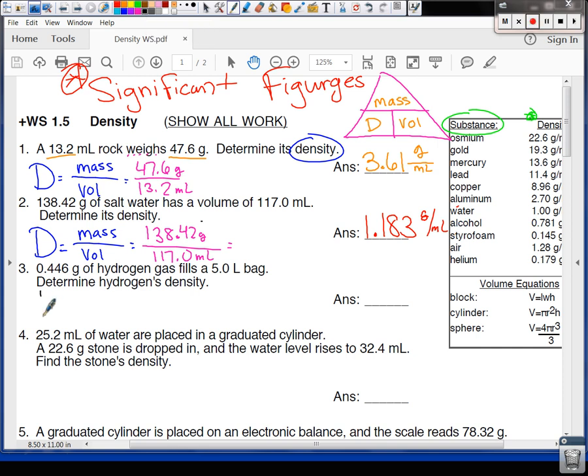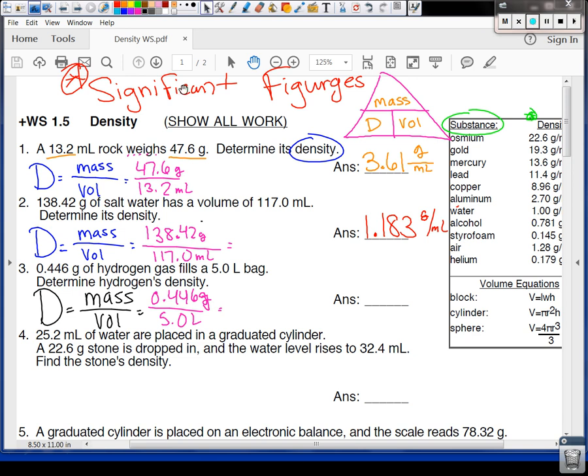Okay. All right, so what are you solving for specifically? What's the question about? The density. So we've got mass divided by volume. We know that the mass is 0.446 grams. We know that it is 5.0 liters. That is a G at the end.